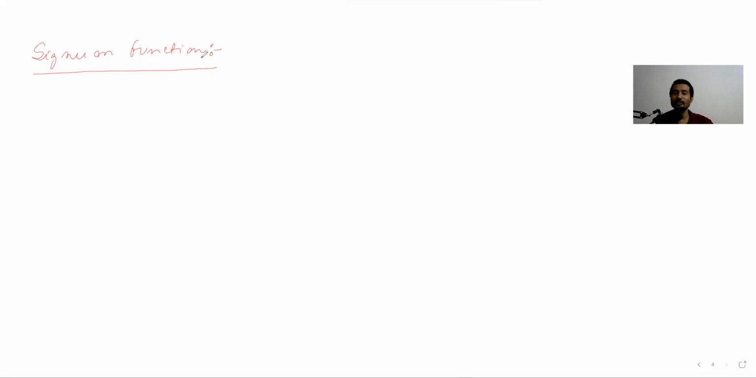So you should not ignore these functions. You should carefully try to understand whatever these functions are. Now see, this function is defined again. This is a function from R to R. So this is a function from R to R, and how do we define this function?